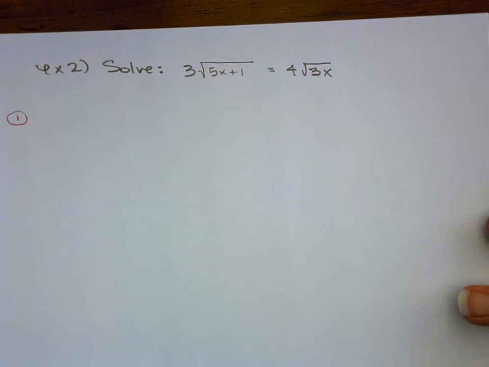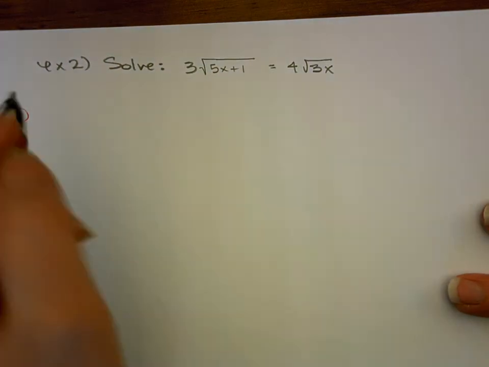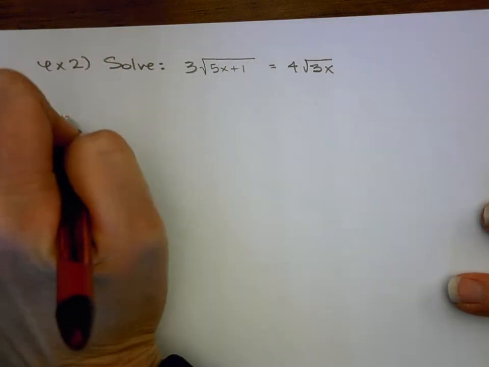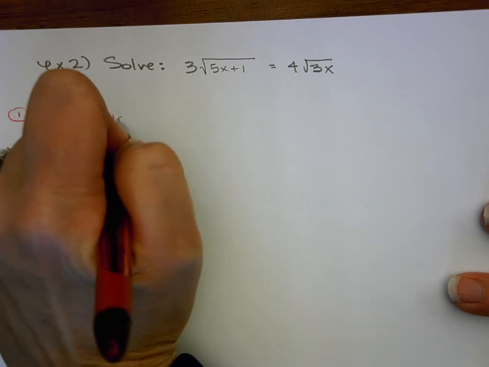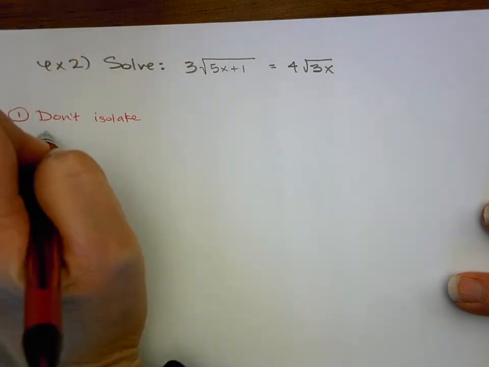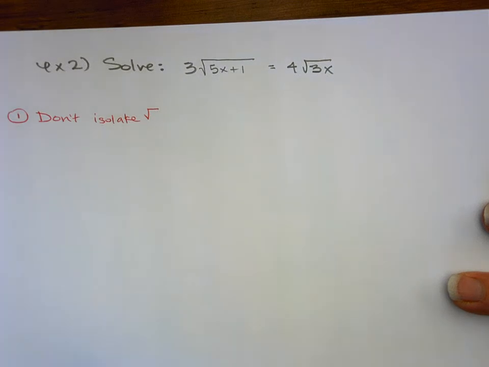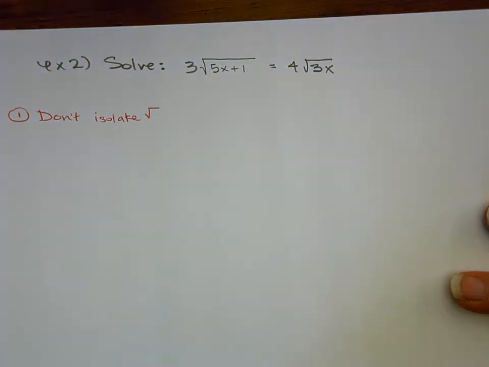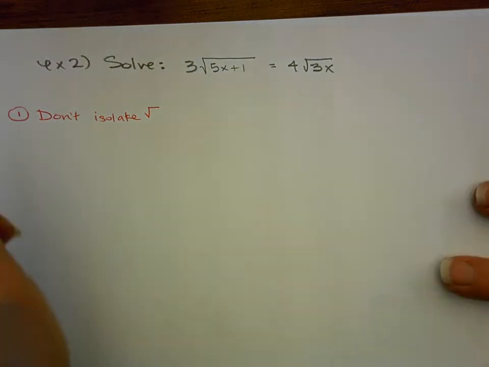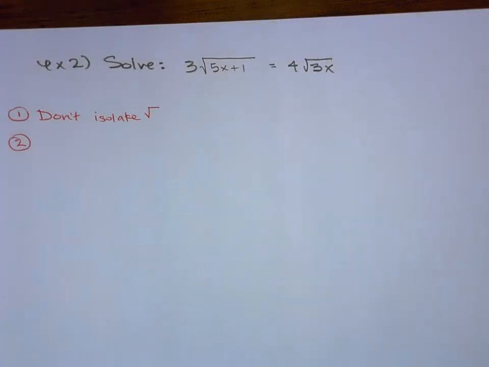So step 1 is a don't do anything step, okay? So don't isolate the square root because there's not one. There is no way to do that. So then we're going to go to step 2 on our normal solving, okay? And in normal solving, we isolate the square root as step 1, okay?